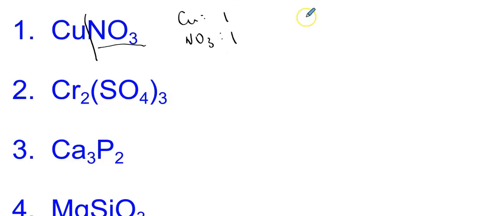Now we also could break this down. Actually, we'll talk about that in a minute. We'll come back and do that next. So here we're going to split this. We have Cr and we have SO4. Those are our two pieces, right?